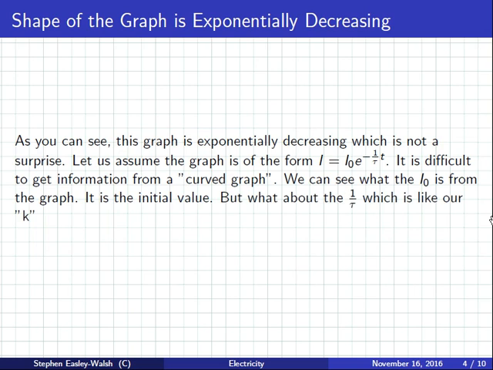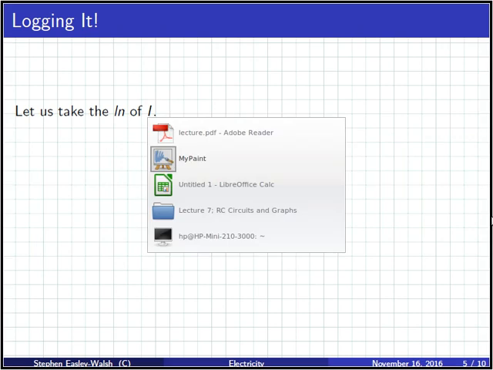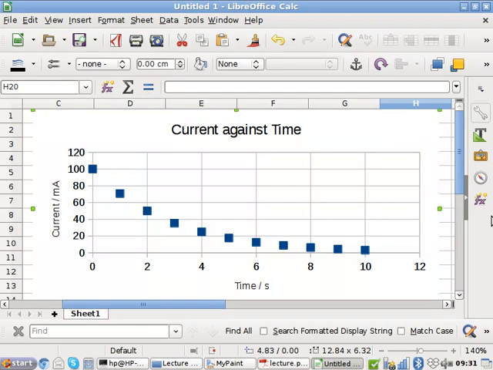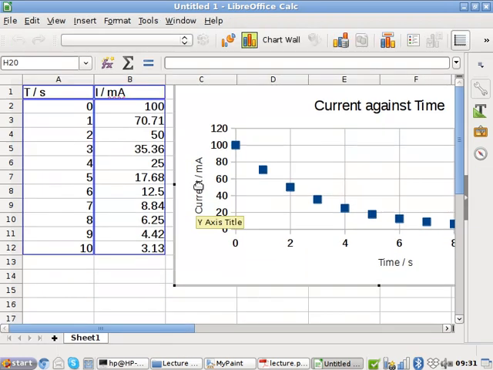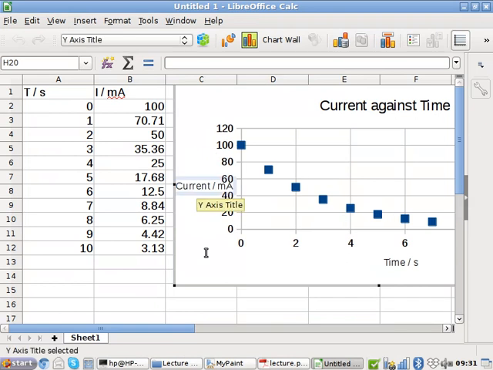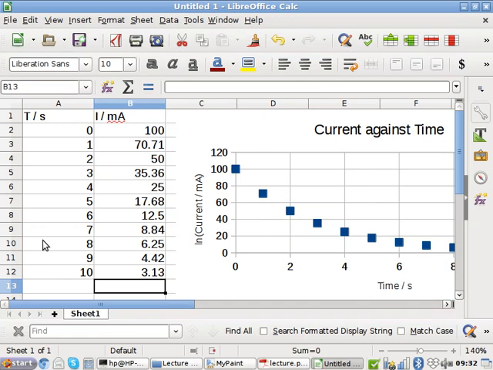So what the heck is the 1 over tau, the 1 over time constant? It's a bit like the K in our formula. Okay, so let's have a look at the graph. Instead of plotting the current, what about if I plot the log of the current? Let's see what happens here.